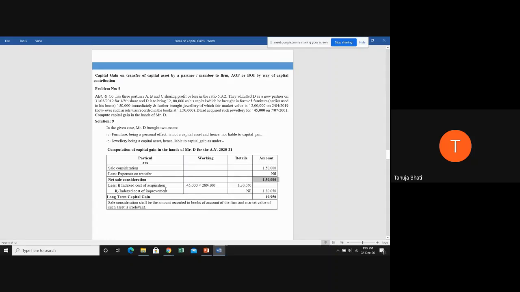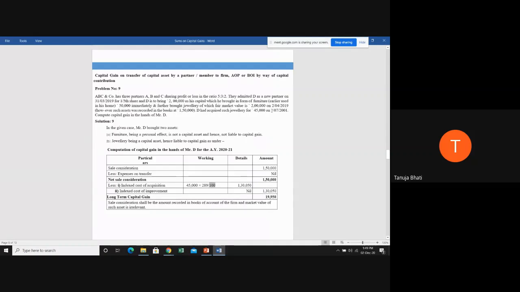Less indexed cost of acquisition. Now in this provision we have seen indexed cost of acquisition and improvement will remain as usual. So what is indexed cost of acquisition? First is the cost of acquisition of the jewelry, which is 45,000, into the CII of the year of transfer, because indexation also is normal up to the year of transfer. So CII of the year of transfer is 2019. He's transferring his capital asset into stock in trade. So we know that for 2019-20, what is the CII? It is 289. Divided by CII of the year of acquisition.